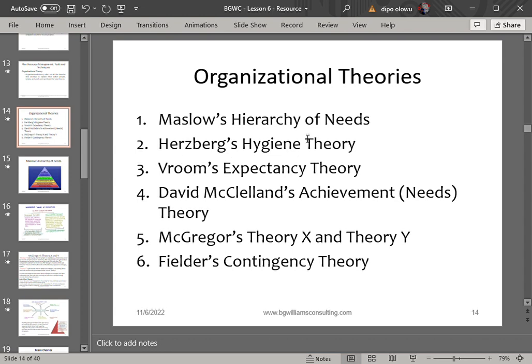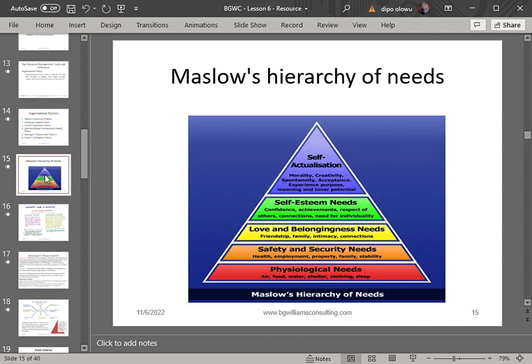You can see the Maslow hierarchy of needs. All these are different organizational theories, but we're going to pick a few to look at. The first one we should look at is the Maslow hierarchy of needs. Yes, Kennedy, I know this is not a new term. We refer to it as the Abraham Maslow hierarchy of needs. What do you have to say regarding this?